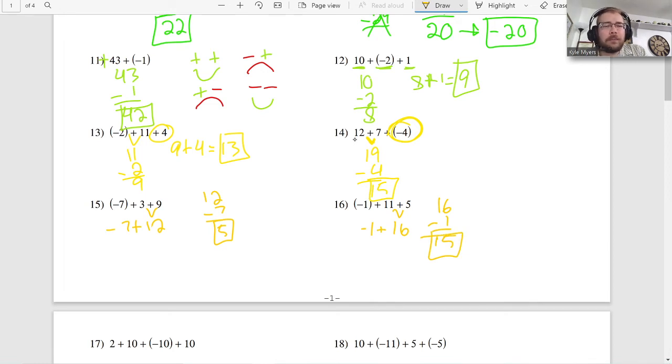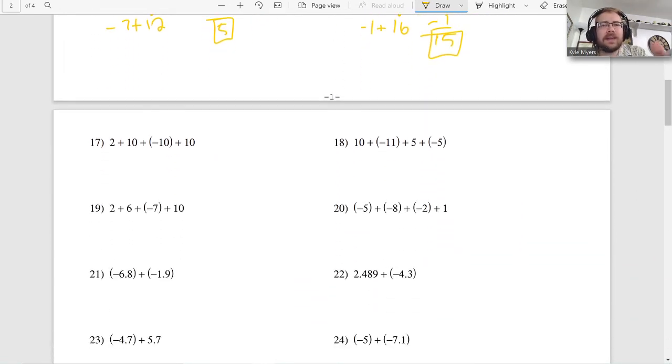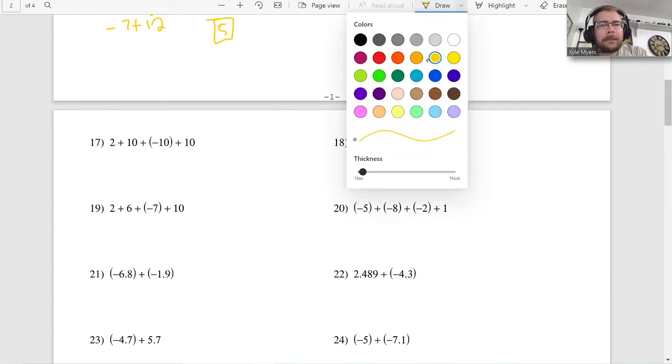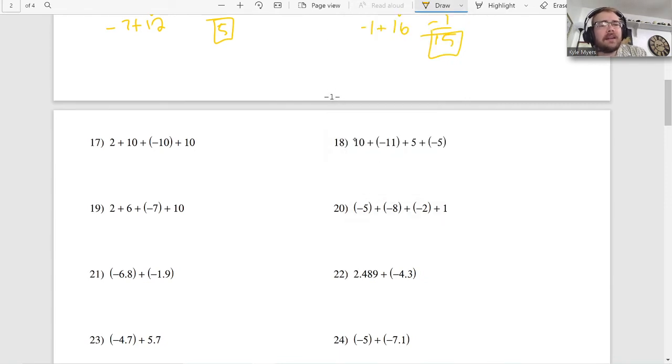Now, I've been mentioning this already, but let me write this off to the side here. This is another little way to remember what we're doing here. And that is when the signs are the same, we add. So, 2 plus 3 is 5. Okay, that's pretty basic. But -2 plus -3 is -5. We add them up because they have the same sign. When the signs are the same, we add.